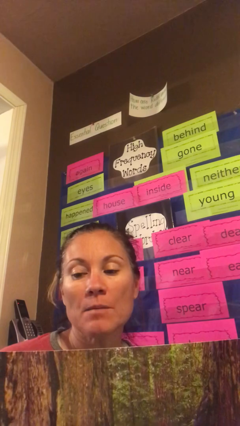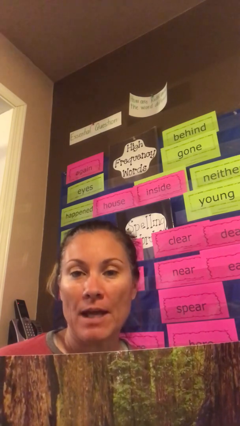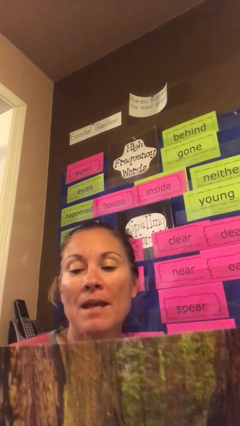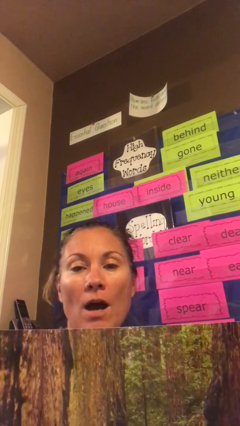So you're going to say an antonym of broad is blank. Remember, antonym means the opposite. Okay, an antonym for broad. Go ahead.